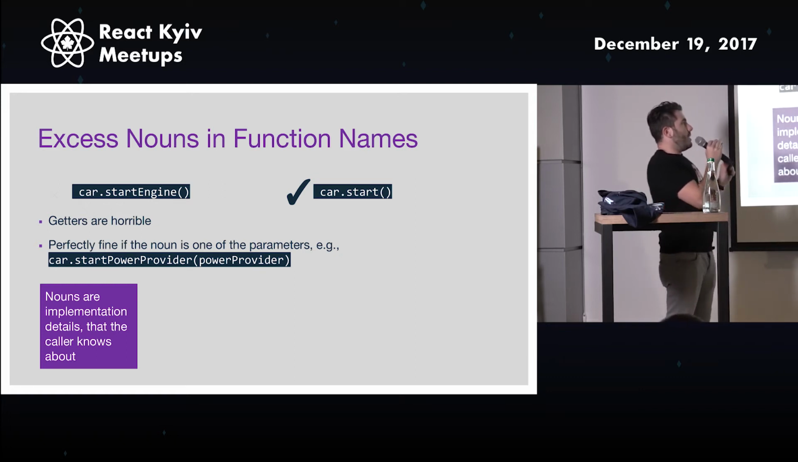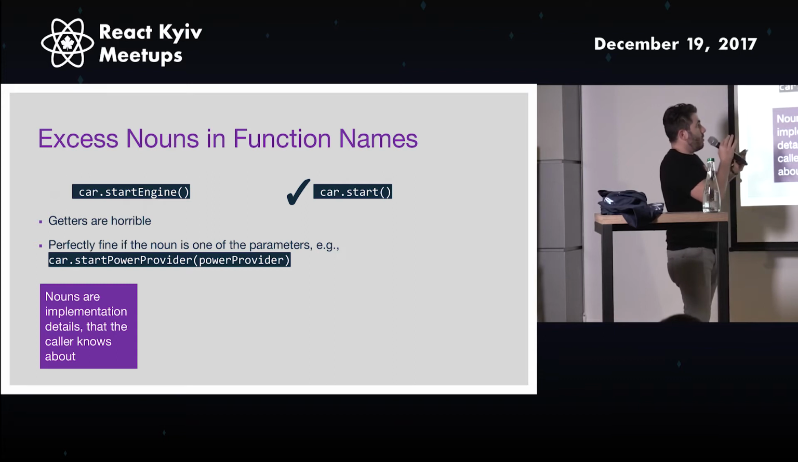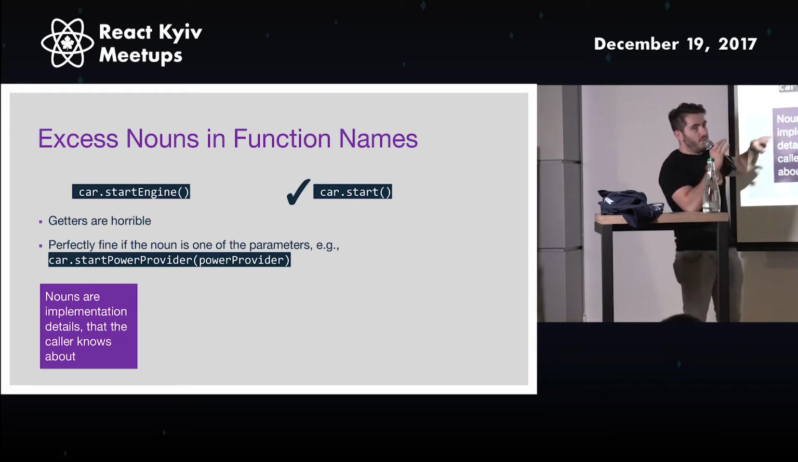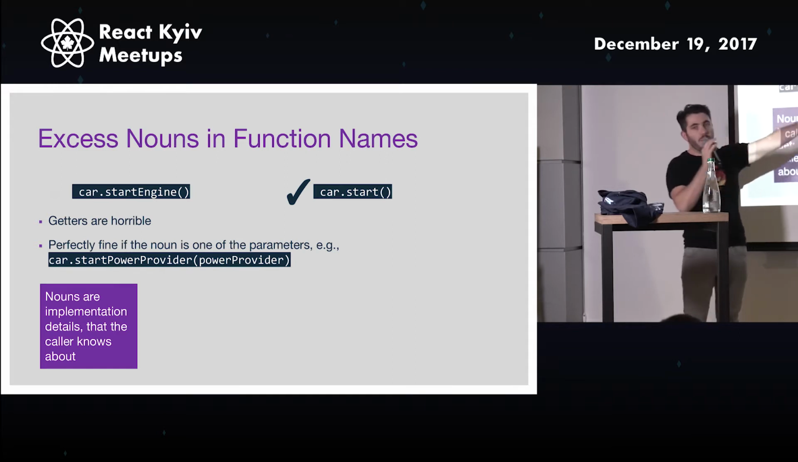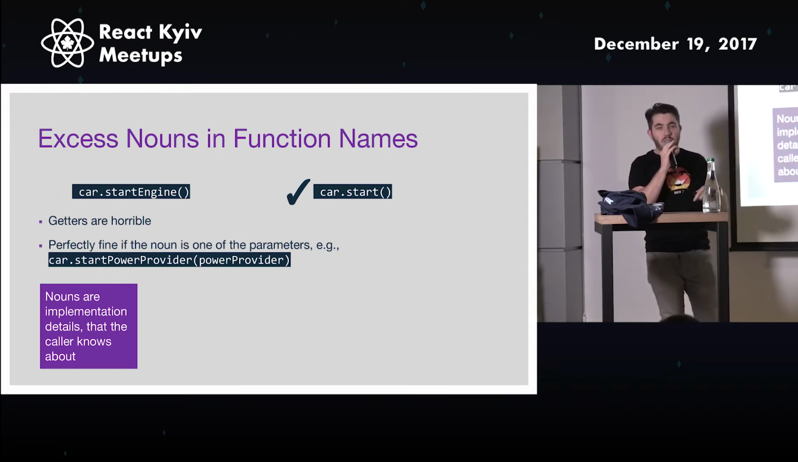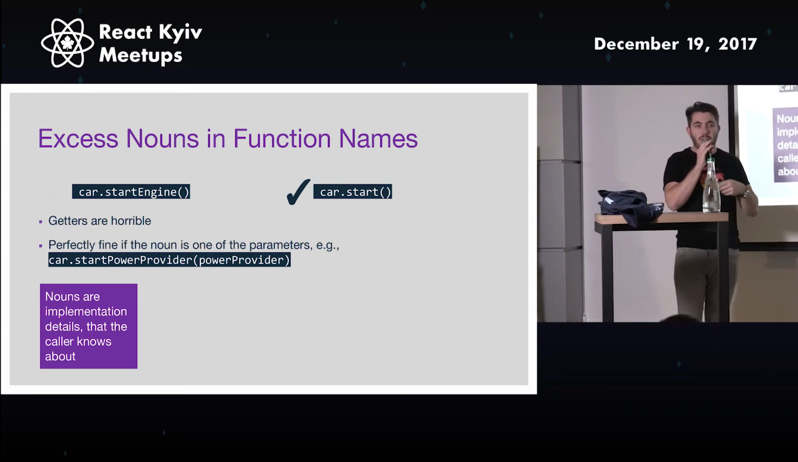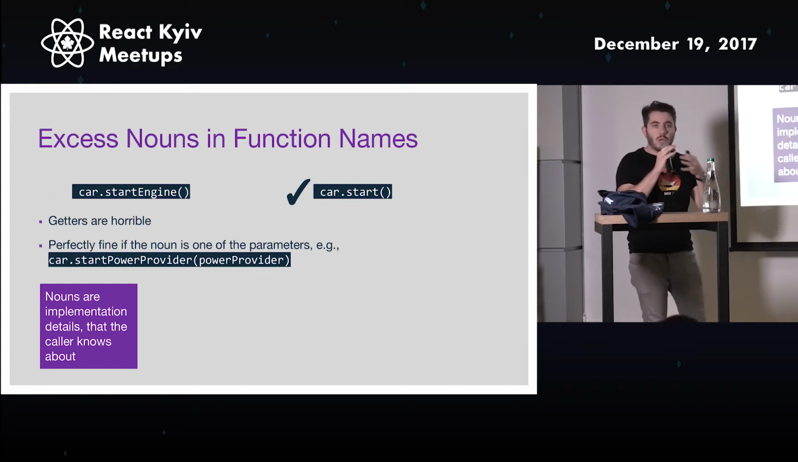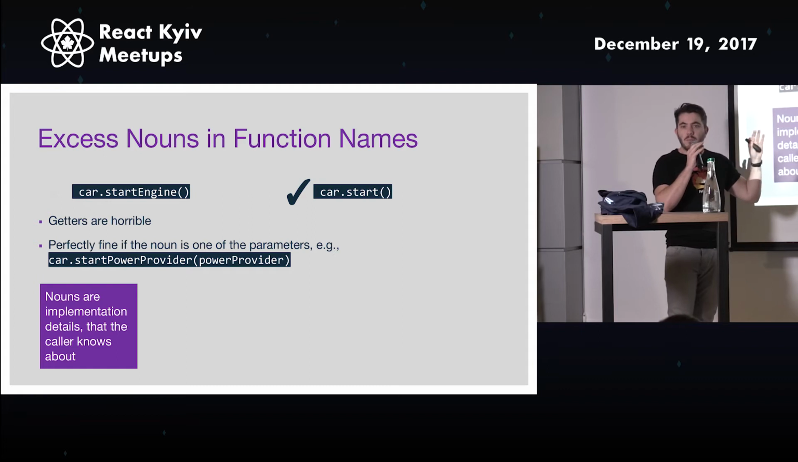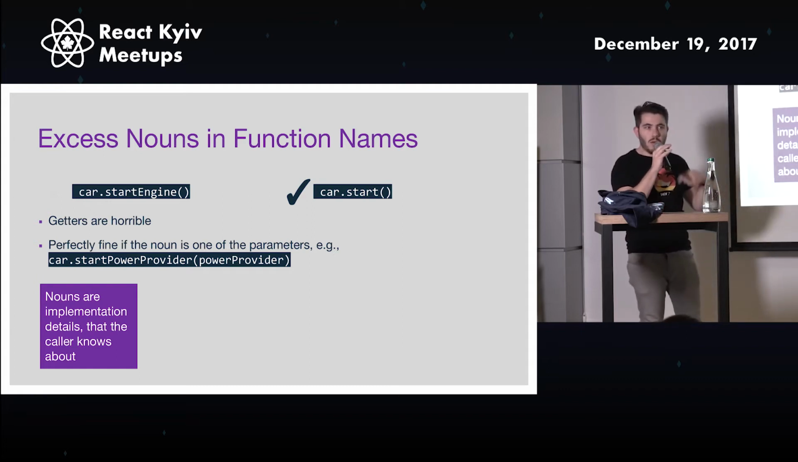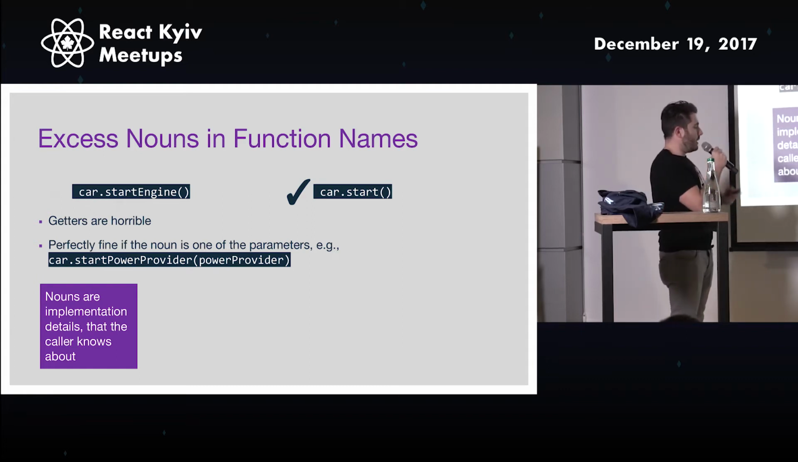I think one of the cases, and I actually love doing that, when it's fine to have a noun in the name is when it's one of the parameters. Because it expresses to the user of your API that the certain method expects to receive certain arguments, right? I'm sure you can look at the signature if using something like TypeScript or whatever, but that can be really helpful and really help readability.